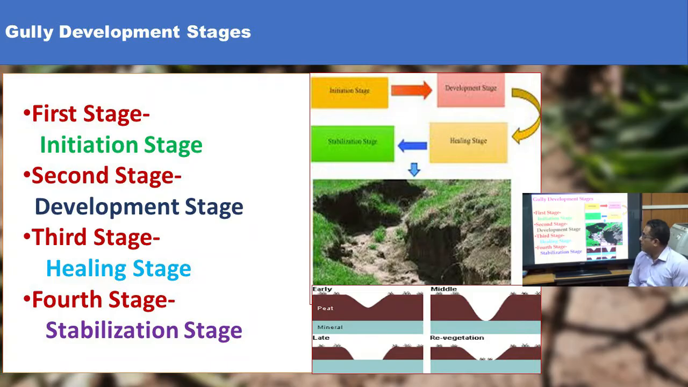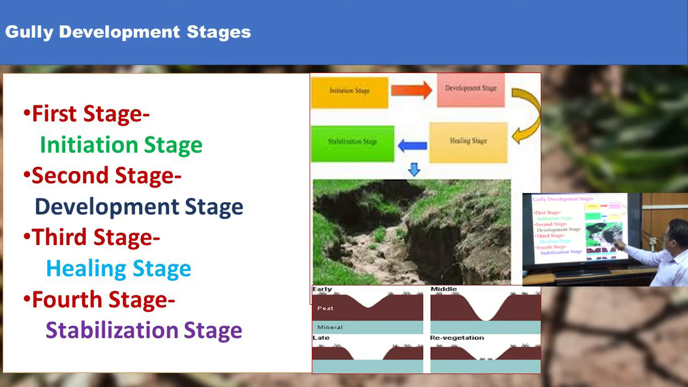Now specifically vis-a-vis gully erosion, there are four distinct stages. The first stage we call the initiation stage. The second stage is the development stage. The third stage is the healing stage, and the fourth stage is the stabilization stage. This is its flow chart: initial stage, development stage, healing stage, and the last one, the stabilization stage.